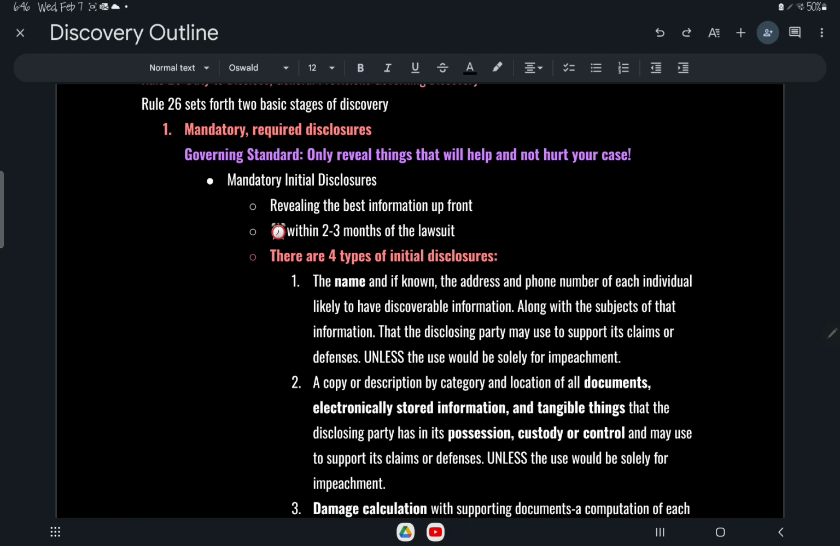This occurs within 2 to 3 months of the lawsuit. There are 4 types of initial mandatory disclosures. Number 1, the name and, if known, the address and phone number of each individual likely to have discoverable information, along with the subjects of that information, that the disclosing party may use to support its claims or defenses, unless the use will be solely for impeachment.